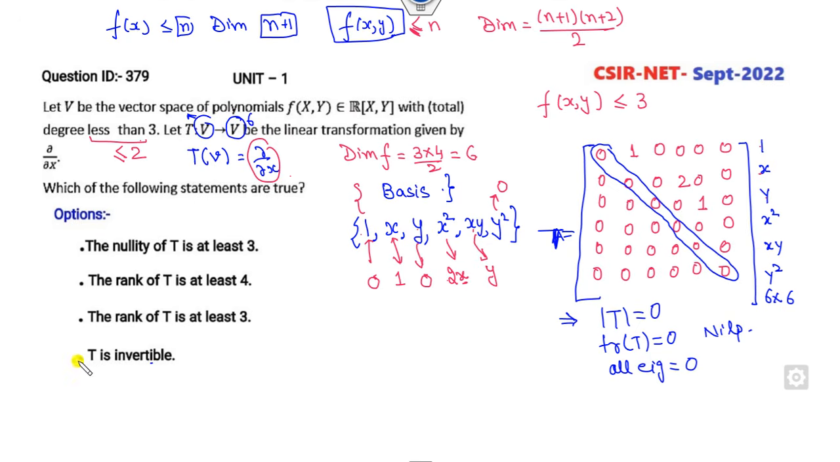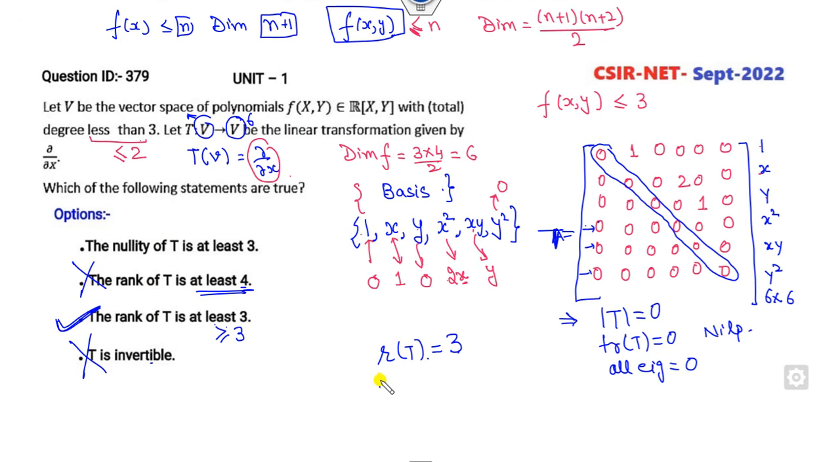So T is invertible, cancel out, because the determinant of T is 0. Rank: how many non-zero rows? You can see 1, 2 and 3, and these are completely 0. So the rank of T is 3. So at least 4, cancel out. At least 3, so that means greater than or equal to 3. So equality is satisfied.